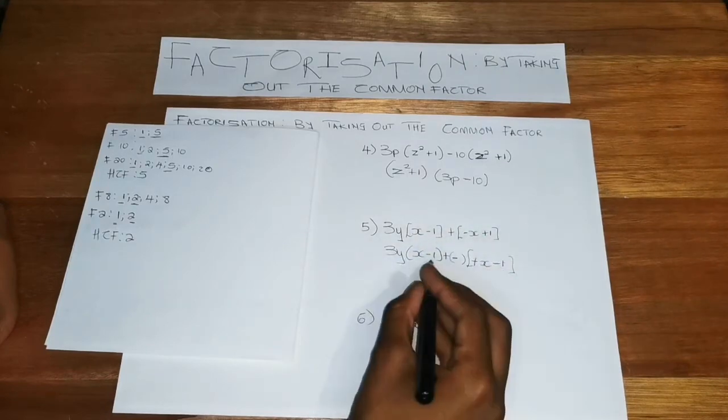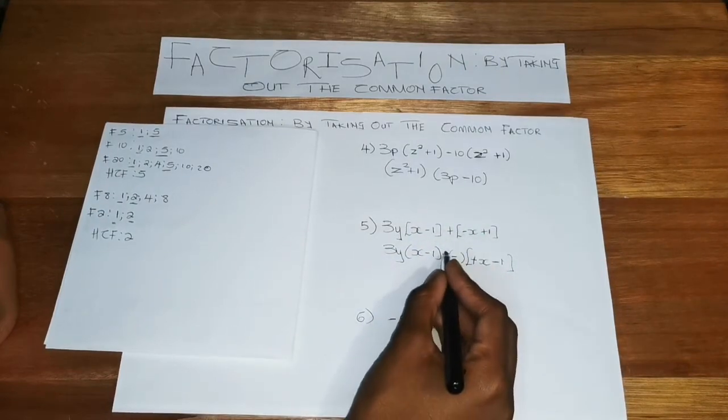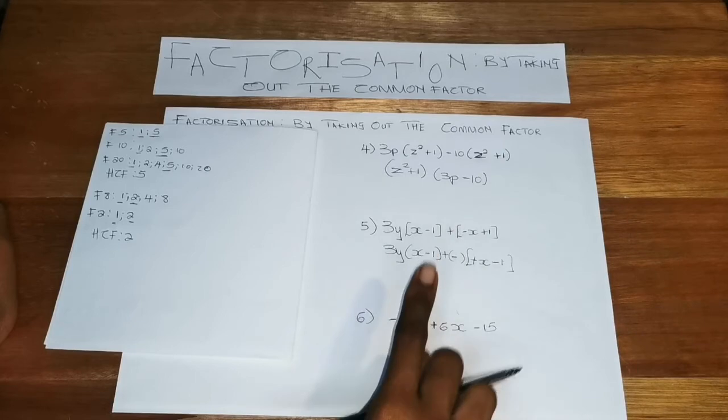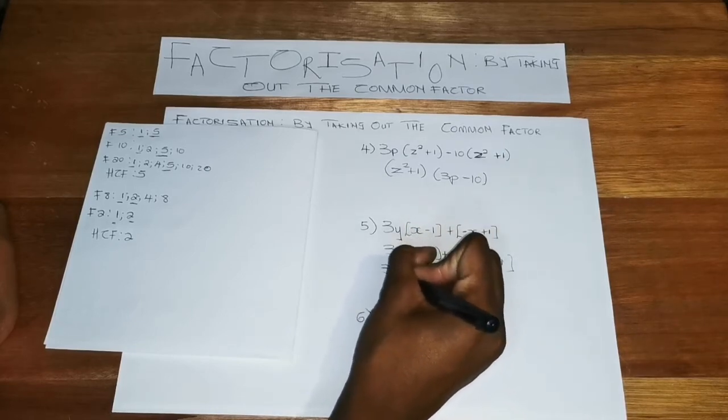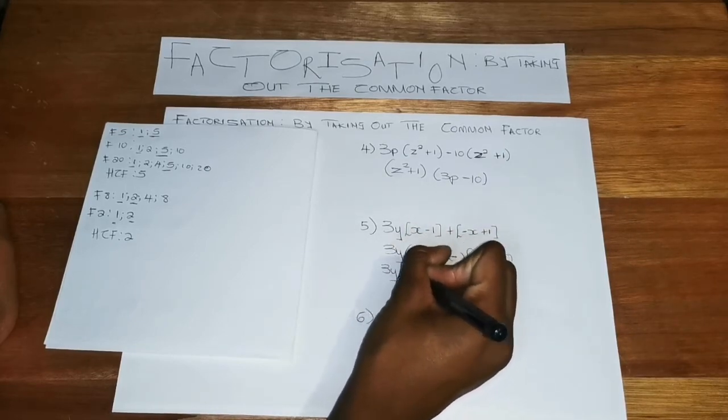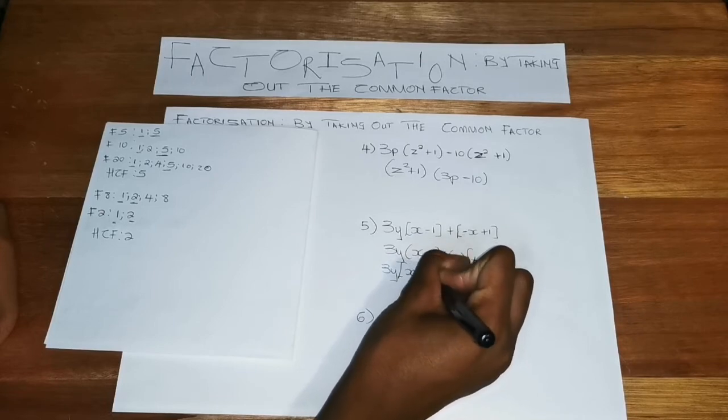So we're going to fix these two signs. These two signs have to multiply each other to give us one sign. The 3y, open bracket, x minus 1.